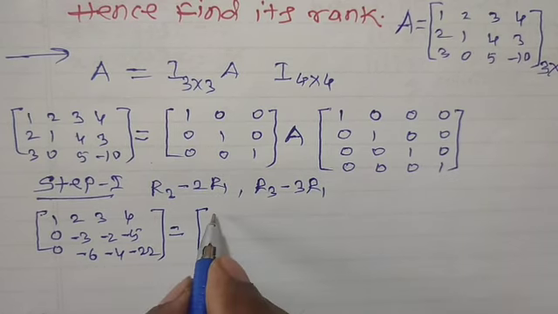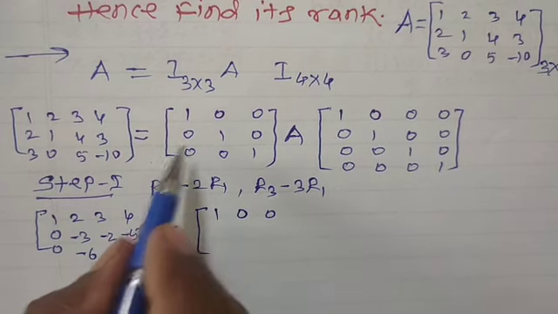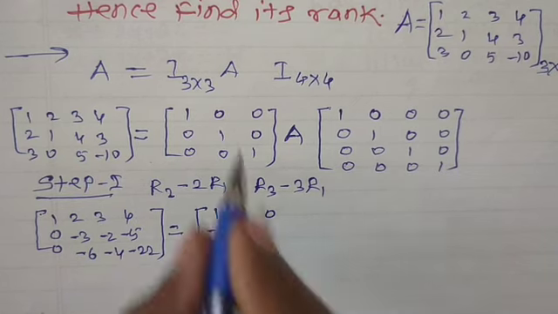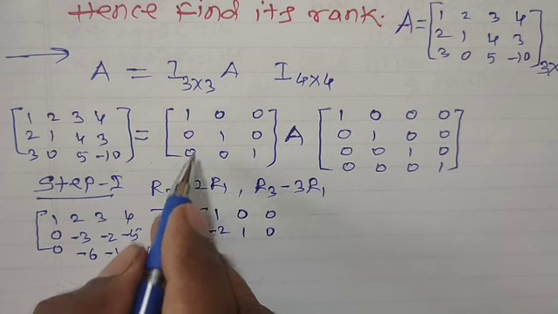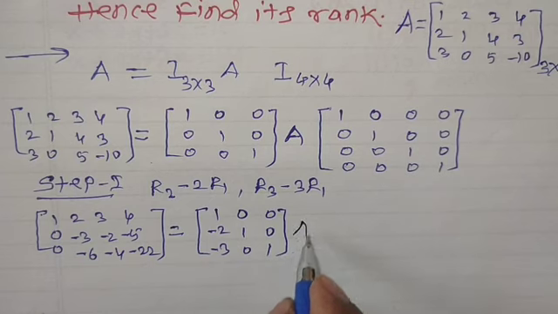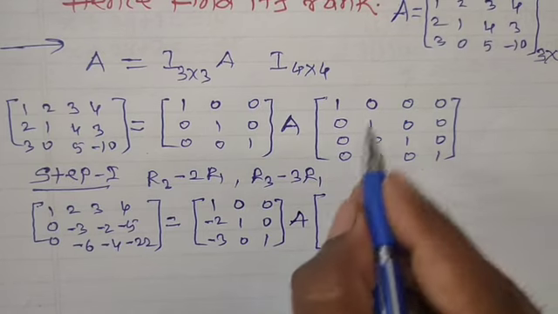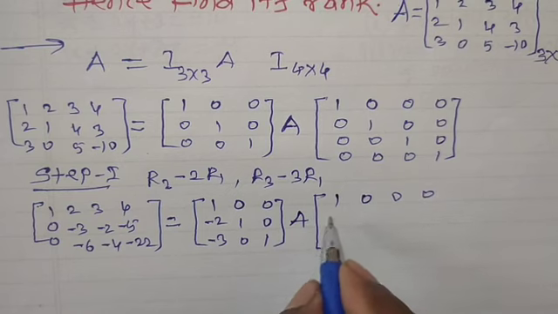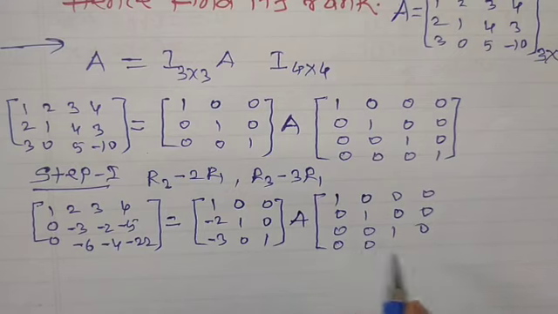Okay, same row transformations we have to apply on this matrix. Then this matrix will reduce to, keeping first row as it is, there is no change in first row. Second row, R2 minus 2 R1, applying this 0 minus 2 minus 2, and 1 minus 0 1, 0. Then R3 minus 3R1, that is 0 minus 3 minus 3, 0, 1. Then matrix A as it is, and this matrix also as it is. There is no change in this matrix. We are applying only row transformation. So 1 0 0 0, 0 1 0 0, 0 0 1 0, 0 0 0 1.